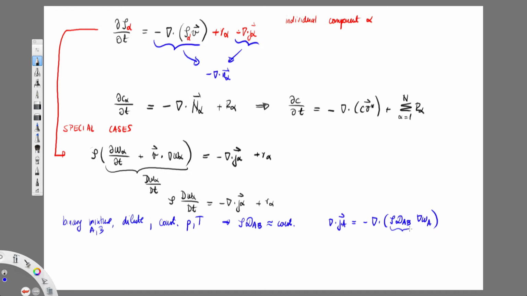And since this is a constant, it can actually come outside, which is helpful because then I have the equation written in terms of omega A. Okay? So my special case will then be rho d omega A dt is equal to rho DAB Laplacian of omega A, because divergence of a gradient is Laplacian, plus RA.